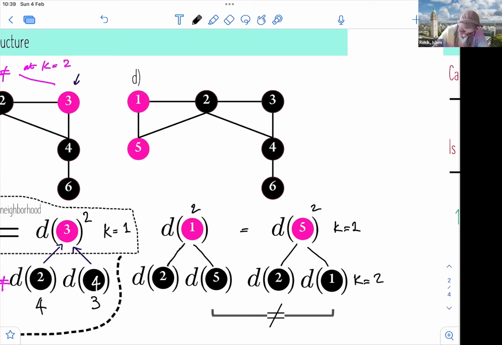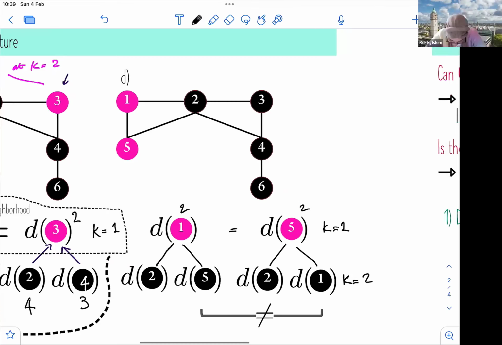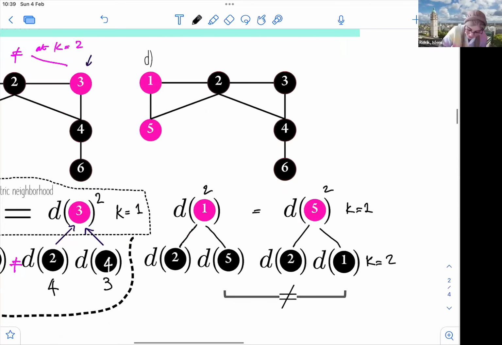Actually, these are actually identical. So here I think I made a mistake. This should be this one. Sorry, guys. So it's good that we pick this up now so I can fix the nodes.